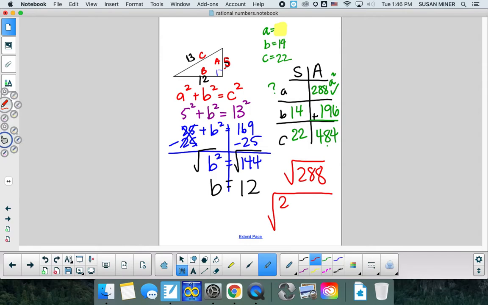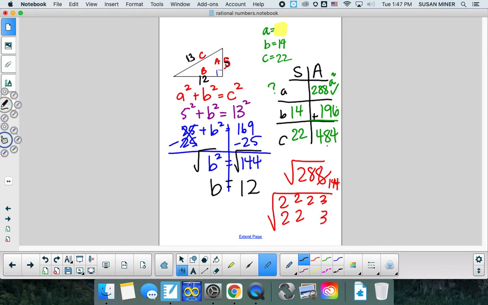And then the other factors, half of 288 would be 144. So now I can look up 144 on my prime factorization chart, and I can find out what the factors of 144 are. And I get 4 twos, 4 twos, and 2 threes.